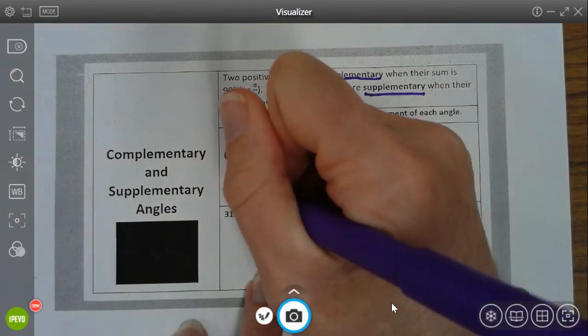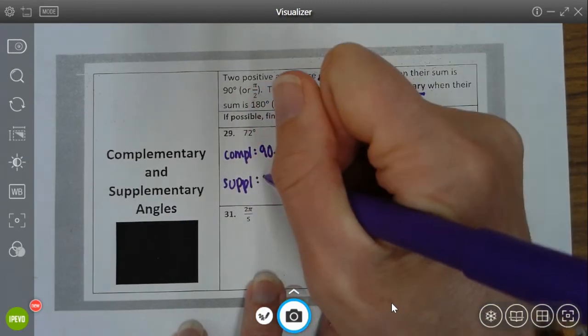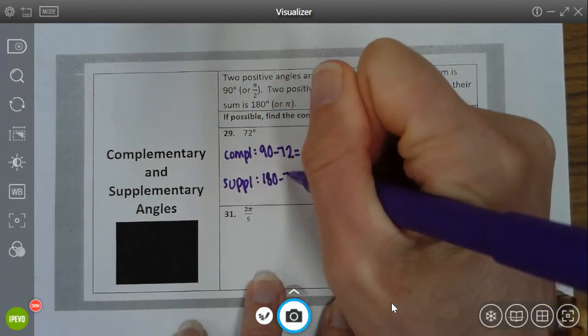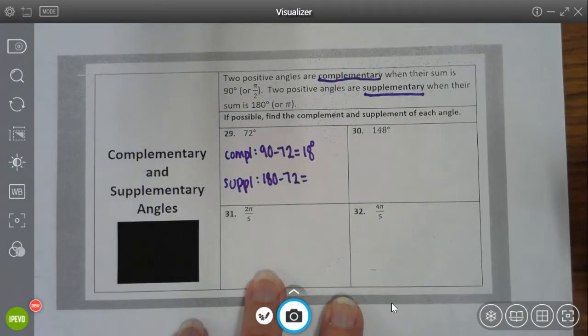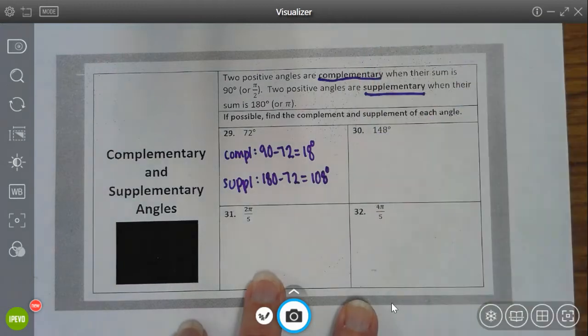If I want to find my supplement, I would subtract 72 degrees from 180 degrees. And when I do that math, I'm going to get 108 degrees. So my supplement would be 108 degrees.